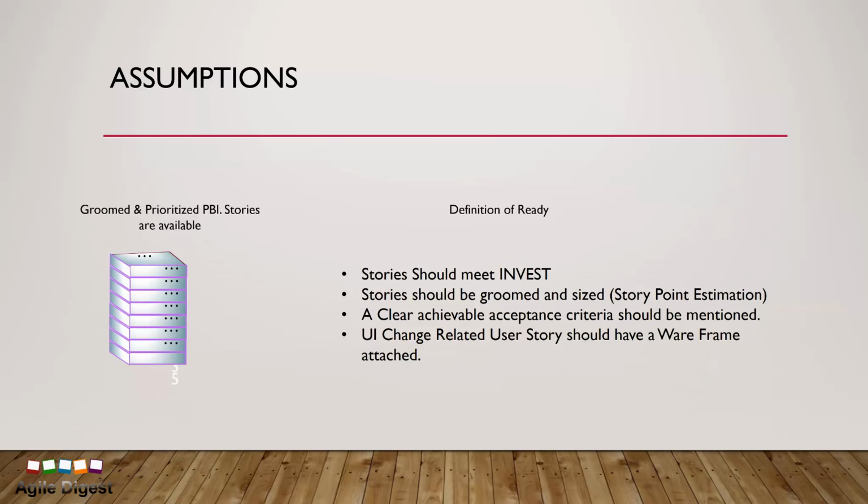And let's assume we already have a groomed and prioritized backlog, and a definition of ready that we have already worked out for the team, where we said a story should meet INVEST, should be groomed and sized with story points only, and a clear achievable acceptance criteria should be mentioned. A UI change related user story should have a wireframe attached. These are the definitions. We will not be grooming stories in this video. If you want to see how we groom our stories, there will be another video about grooming. So let's jump into Jira.